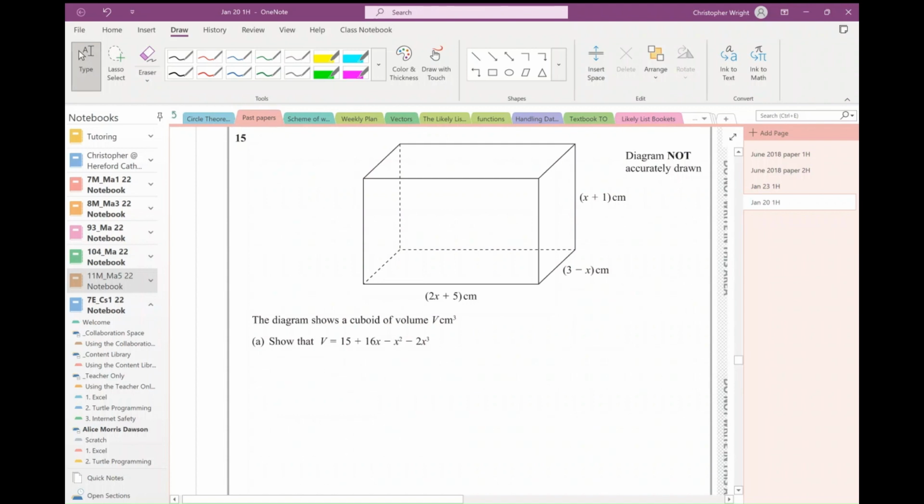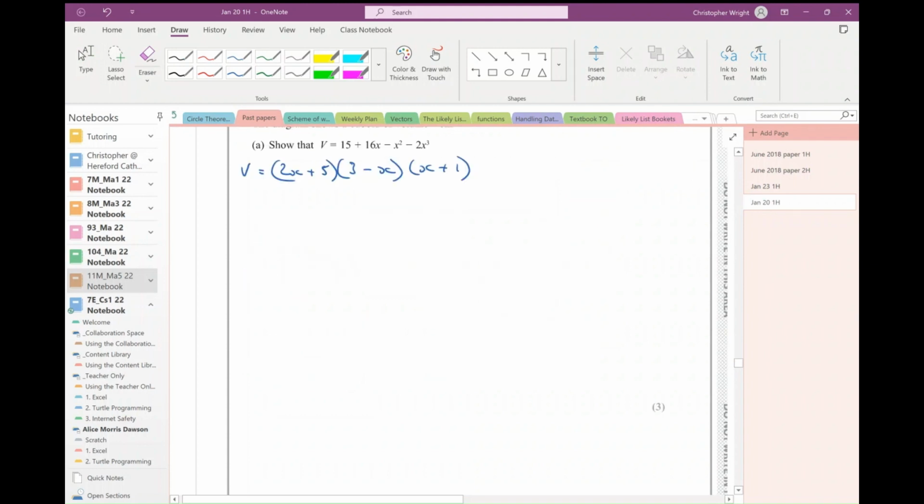Okay, so I've got a cuboid with that volume, and I've got to show that the volume equals this. So the volume of the cuboid is going to be the length times the width times the height. Okay, so I've just got to expand those three brackets. So the first two brackets multiplied together will give me 2x times 3 is 6x, 2x times minus x is minus 2x squared. 5 times 3 is 15, 5 times minus x is minus 5x. And I've got to multiply that by x plus 1. Before I do, I'll just simplify what's in the first bracket.